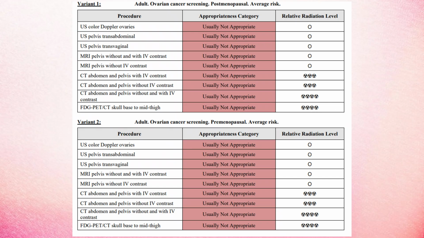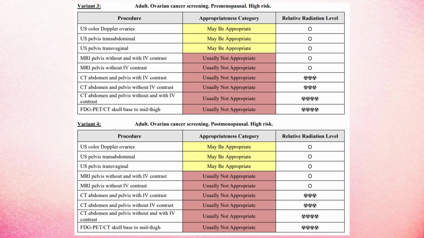These are charts demonstrating what I just said previously. So as you can see, this is for post and premenopausal women at an average risk for developing ovarian cancer. And there is no technology or screening device that they find is appropriate and that evidence supports using. And these charts show pre and postmenopausal women at high risk for developing ovarian cancer. And again, it just shows that ultrasound color Doppler for the ovaries, ultrasound pelvis transabdominal, and the ultrasound pelvis transvaginal may be appropriate for ovarian screening, but the rest of the technology is not.